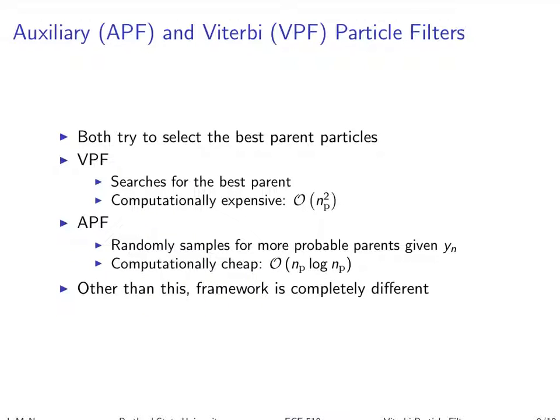But it's giving you something very different. That's giving us a posterior represented by impulses. It's not giving us a way of estimating the most probable trajectory. So we get something different from the algorithm than we get from the Viterbi algorithm. So other than the fact that they're both picking parents, really this framework is completely different than what we looked at with the auxiliary particle filters.